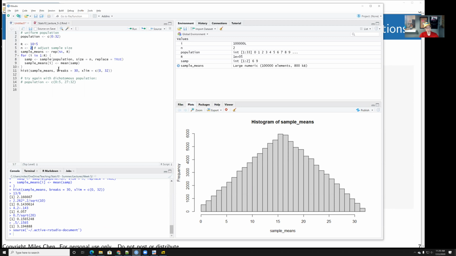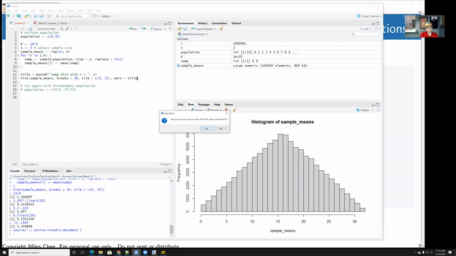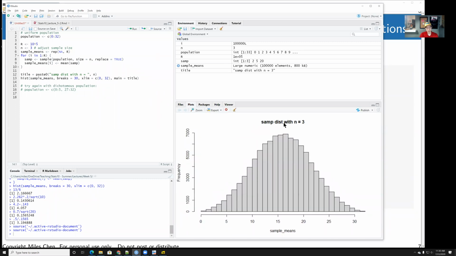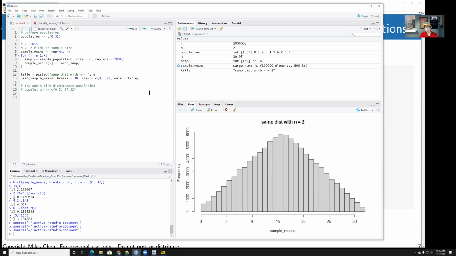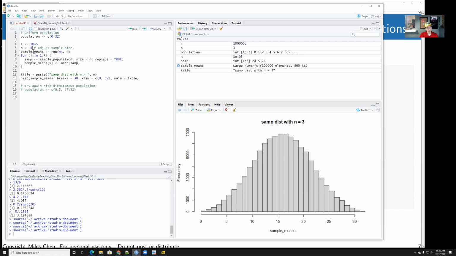Okay, so I'm going to increase this to samples of size 3, and I want you to see what the distribution looks like. Okay, sampling distribution with n equal to 3. Actually, let me go back and start off with n equal to 2. All right, so that's n equal to 2. Here's n equal to 3. Here is n equal to 4.